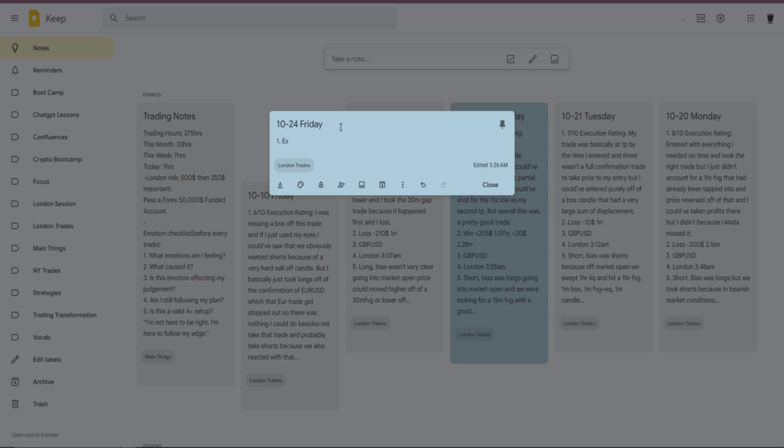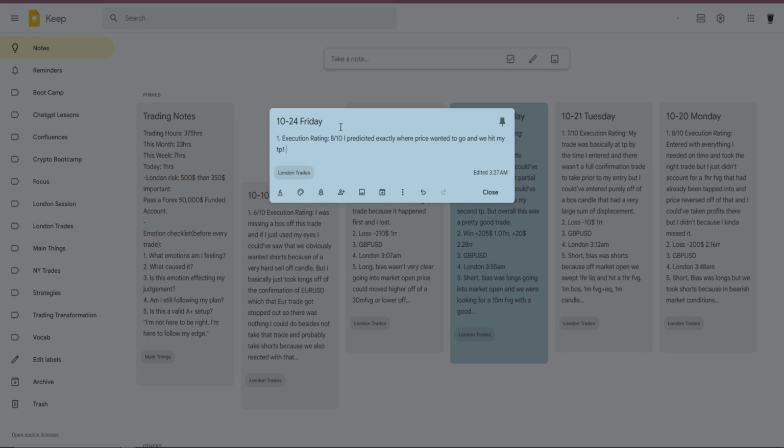Yeah, I'll do 8. Bro, I can't give 8, bro. If you mess up your take profits that bad, then you're missing that much profit. I mean, I don't think it should really matter how much you win. You predicted where price should go. 8 out of 10. I predicted exactly where price wanted to go, and we hit my take profit 1, but got stopped.